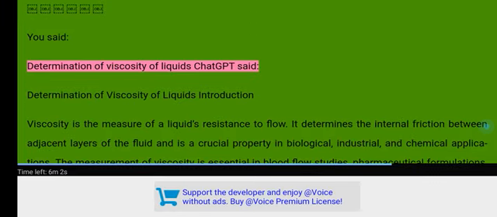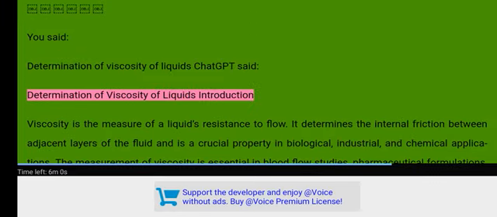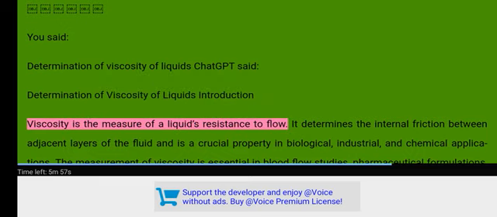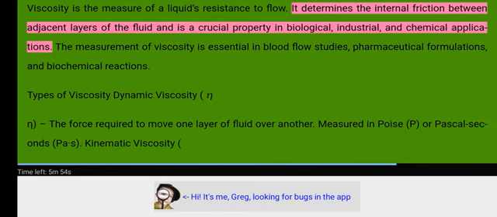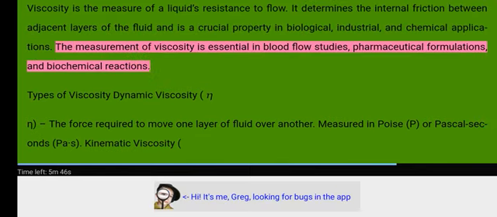Determination of viscosity of liquids. Introduction. Viscosity is the measure of a liquid's resistance to flow. It determines the internal friction between adjacent layers of the fluid and is a crucial property in biological, industrial, and chemical applications. The measurement of viscosity is essential in blood flow studies, pharmaceutical formulations, and biochemical reactions.